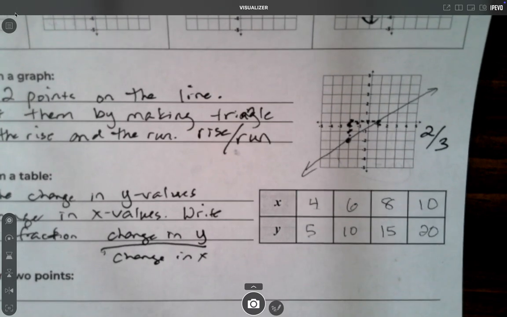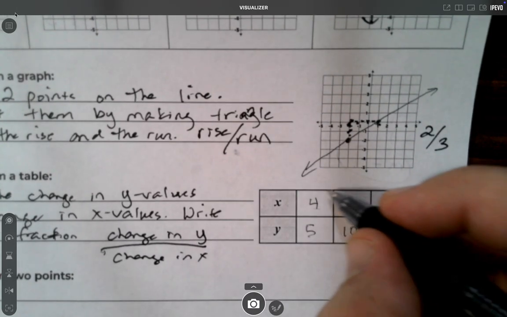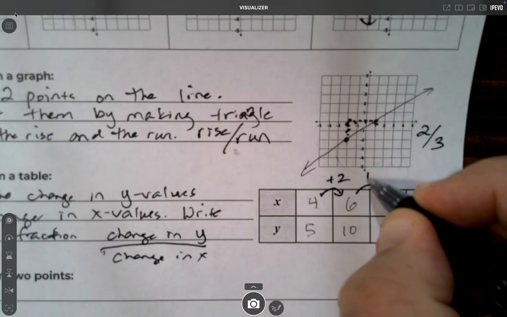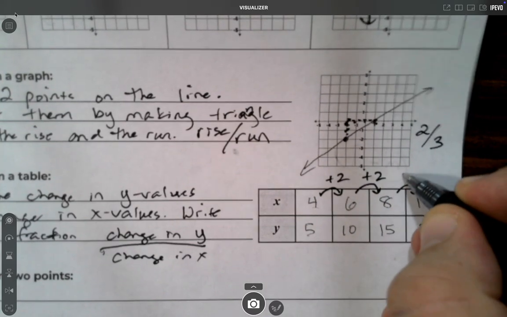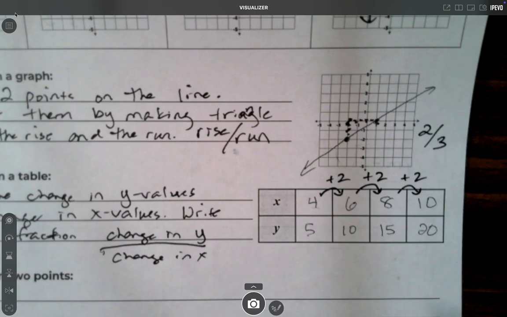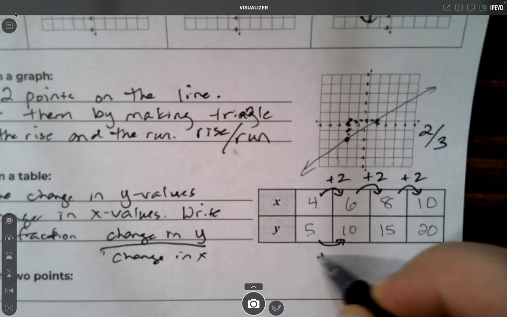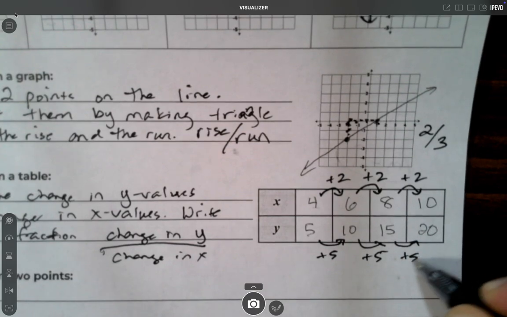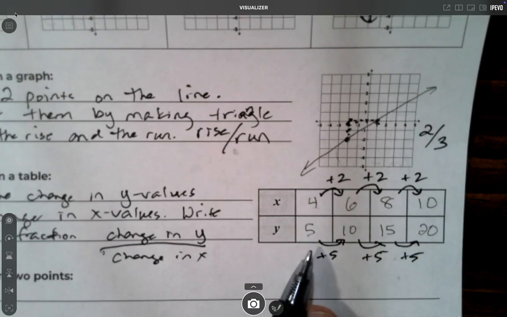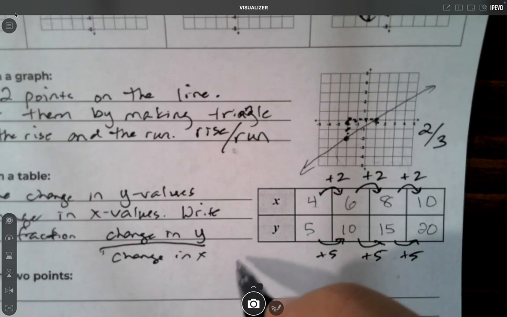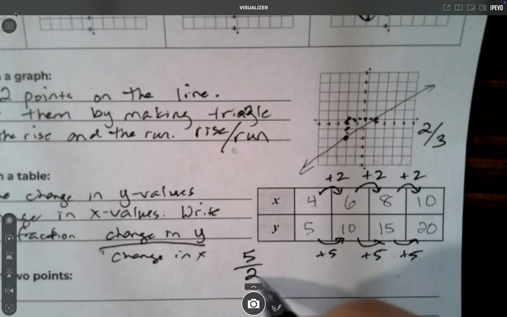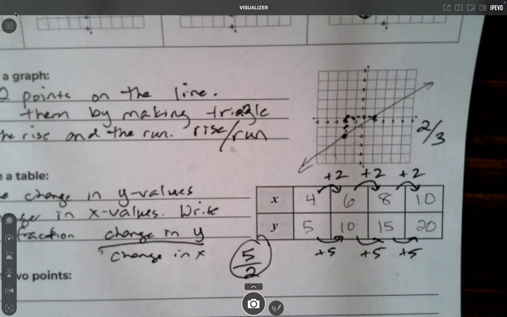So as we look right here, it should be consistent all the way through. Go here to here, we're saying plus 2. Here to here, we're saying plus 2. Here to here, we're saying plus 2. Here we're doing plus 5, plus 5, plus 5. So the change in the y's is 5 each time. The change in the x is 2 each time. So our slope this time is 5/2.